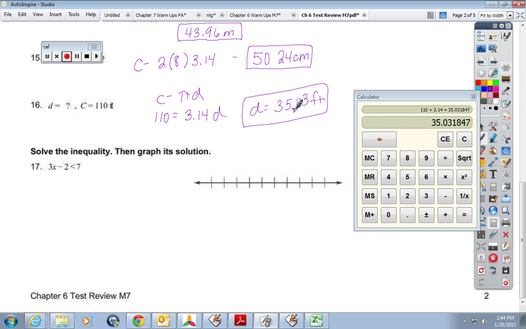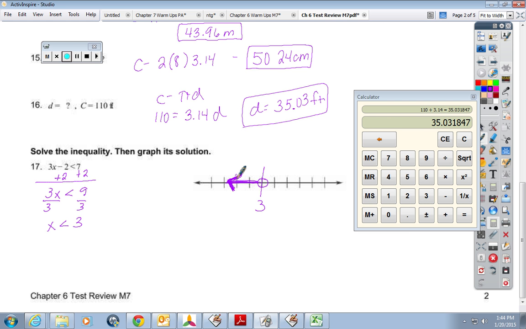So we're going to undo the subtraction first. So we would add 2 to each side. When I do that, I get 3 times what is less than 9. Divide both sides by 3, and I get x is less than 3. To graph that, I would just do my 3 here, and it would be an open circle with an arrow pointing to the left, which means that any number that's less than 3 would make the original statement true.